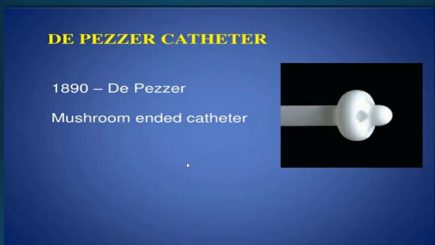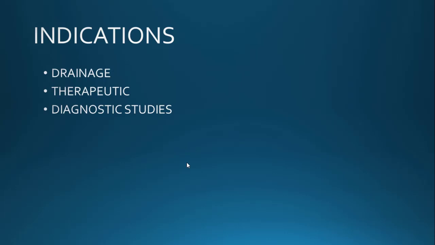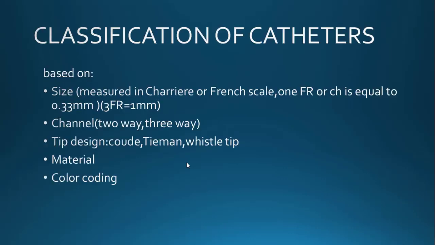Initially, these are the types of the catheter which were being used in the bladder for drainage. In 1980, this is called de Pezzer mushroom-ended catheter. Then 1892, Malecot catheter was being used for the bladder drainage, and it is a wing-shaped self-retaining catheter. Now these tubes are being used as percutaneous tubes, nephrostomy tubes. Their indications are they are used for drainage, therapeutic purposes, and diagnostic studies.